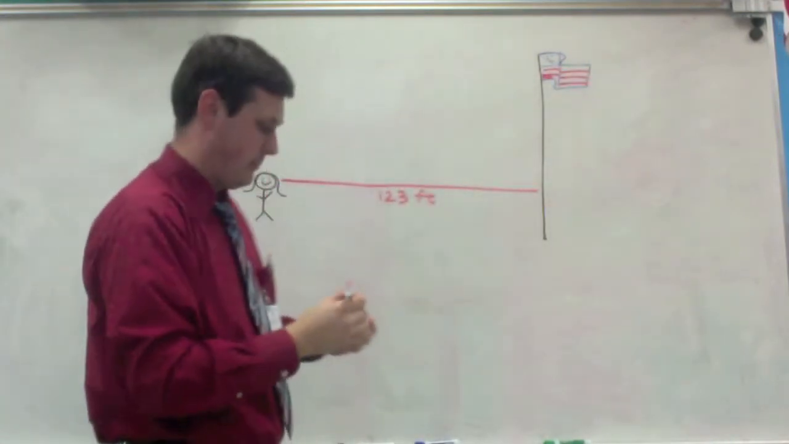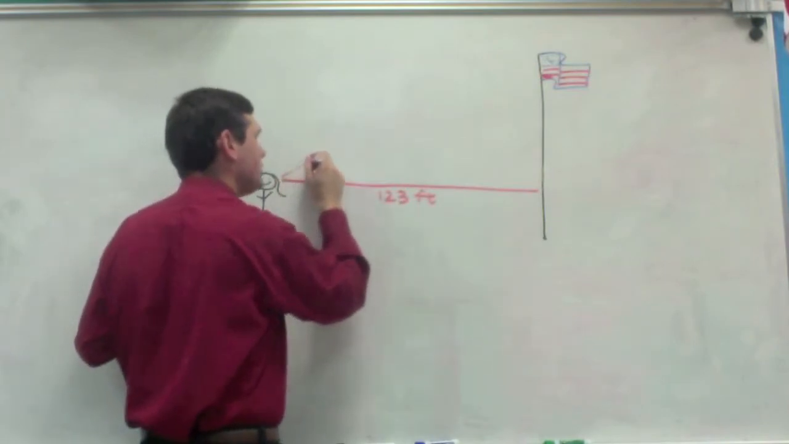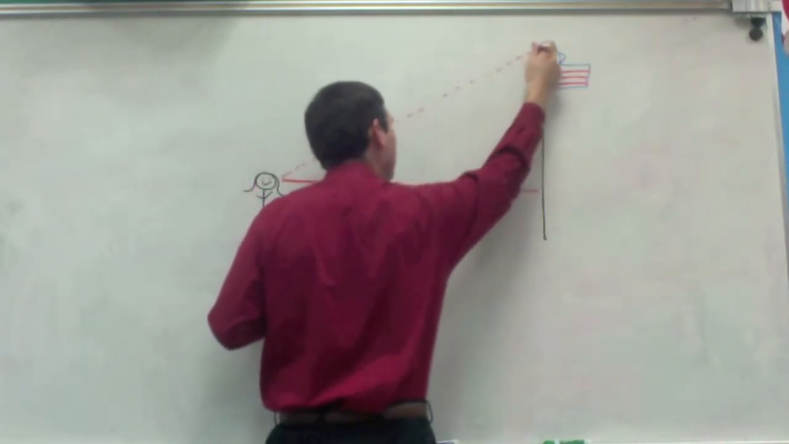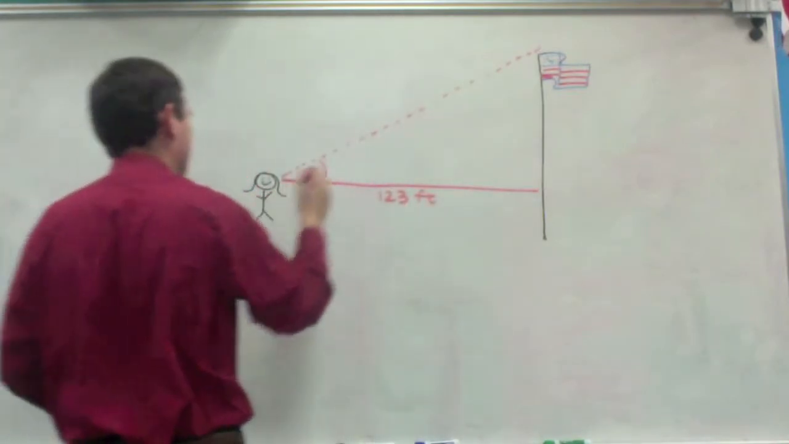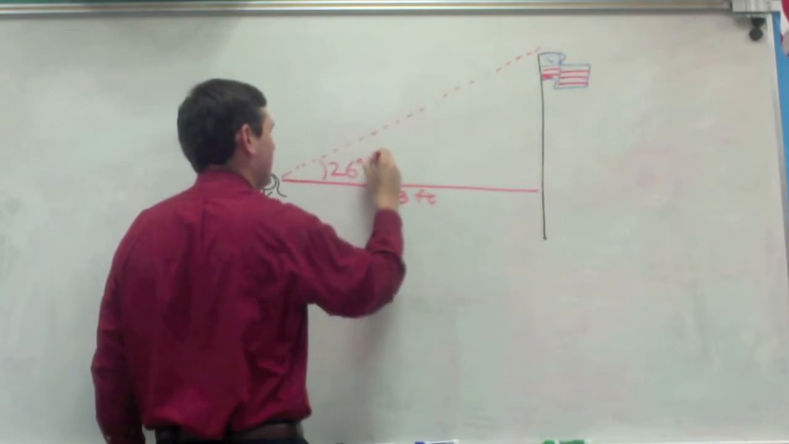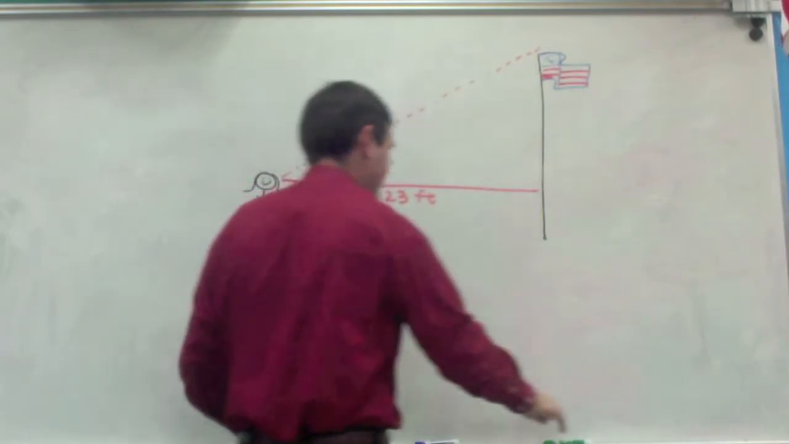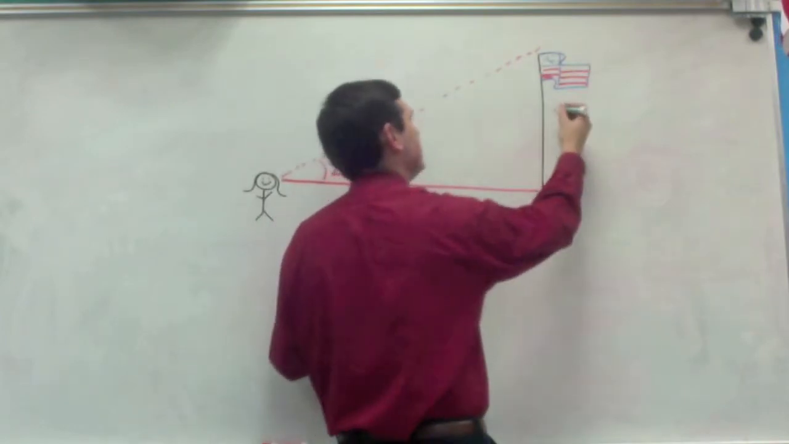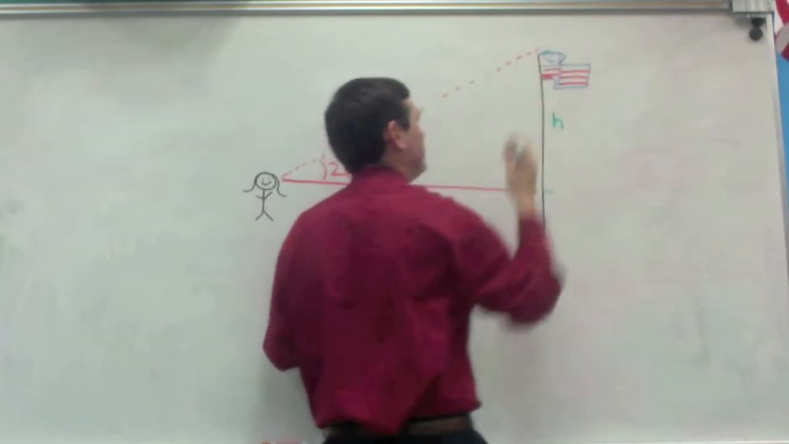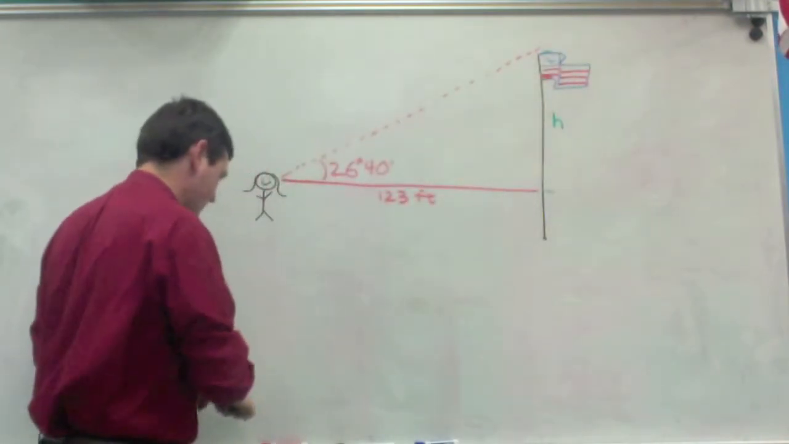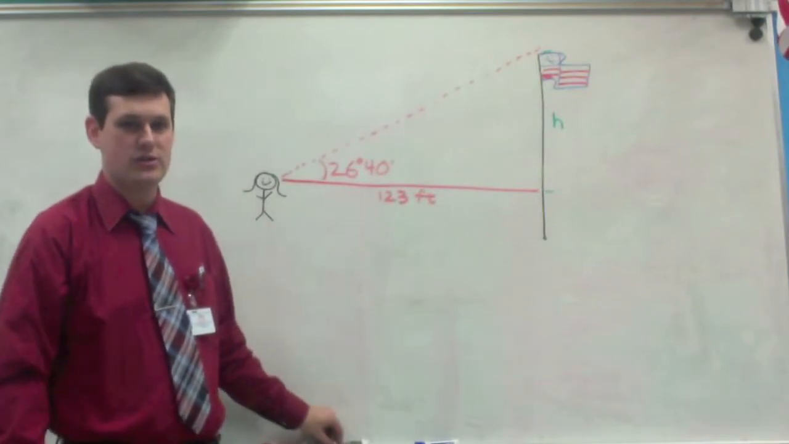Okay, there's our flagpole. And we know her angle of elevation if she looks up at the top of the flagpole. That angle of elevation is 26 degrees 40 minutes. What we would like to find is the height of the flagpole. That's only going to mark from here to the top. So that's step 1. We've drawn and labeled the picture.